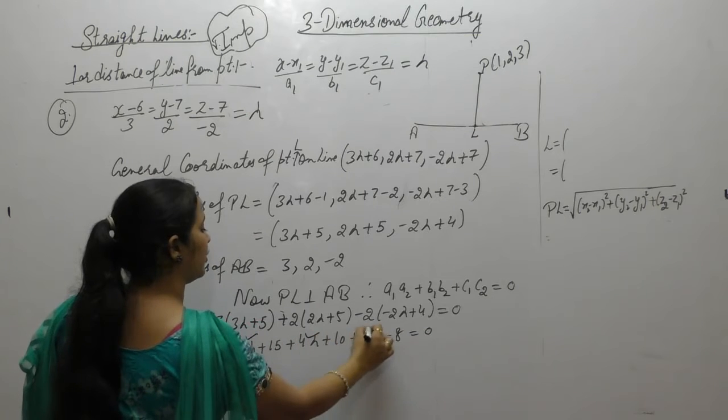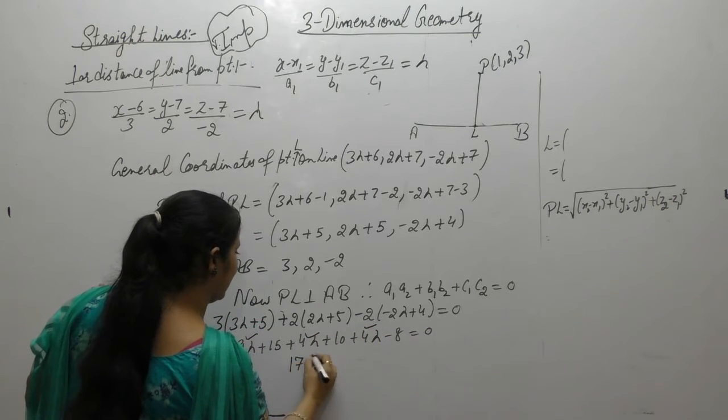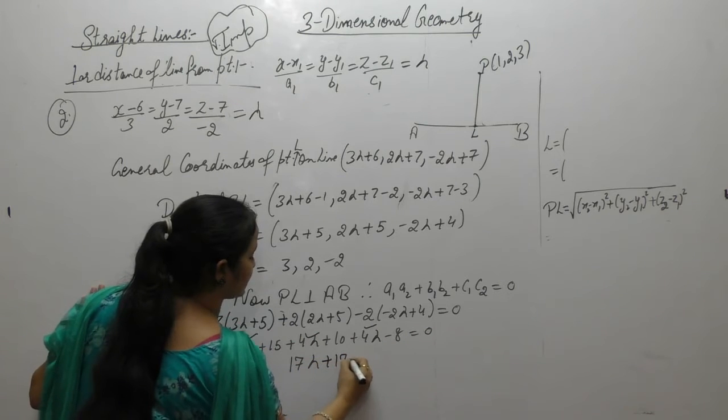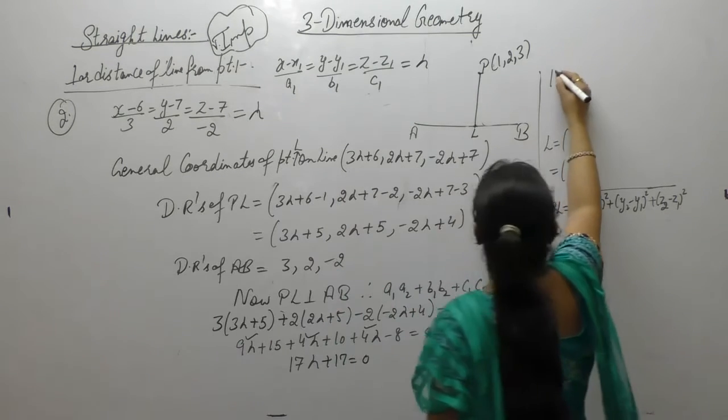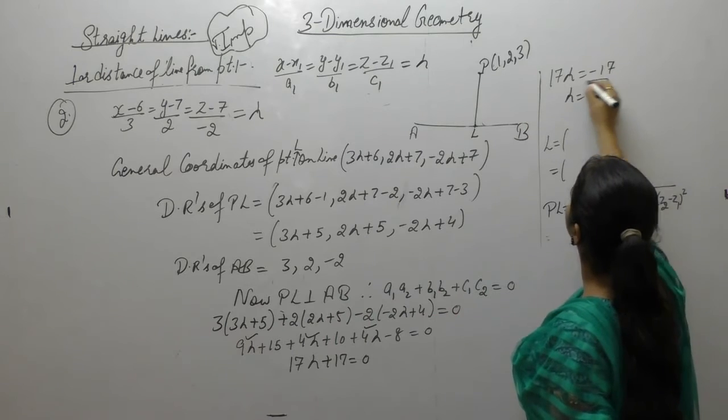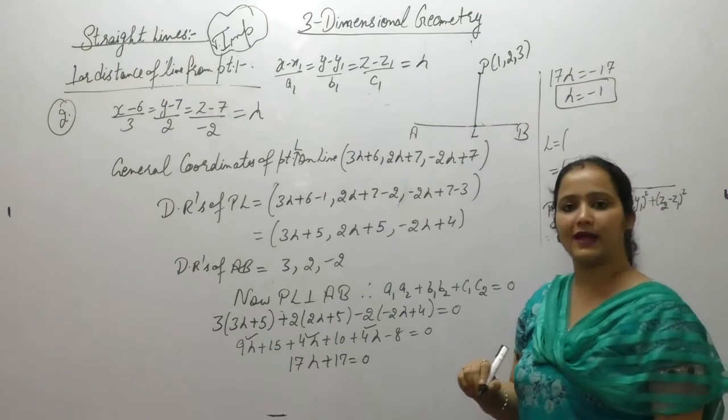3 into 3, 5 into 3, 2 into 2, 5 into 2, minus 2 into minus 2, plus 8. So 9, 4 and 4: 9 plus 4 plus 4 gives 17 lambda. 15 plus 10 minus 8 is 17. So what we get? 17 lambda is equal to minus 17. So we get the value of lambda as minus 1.